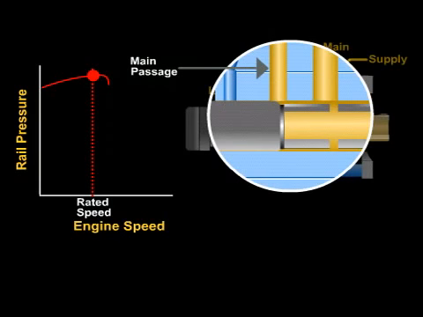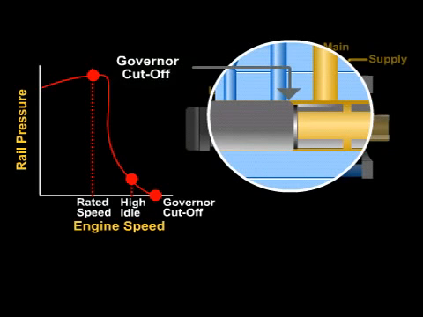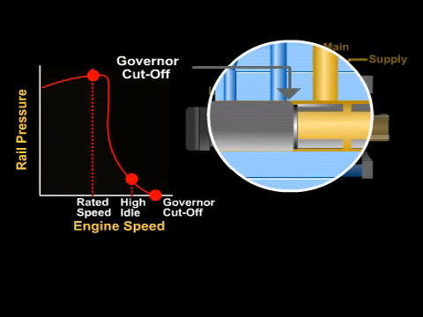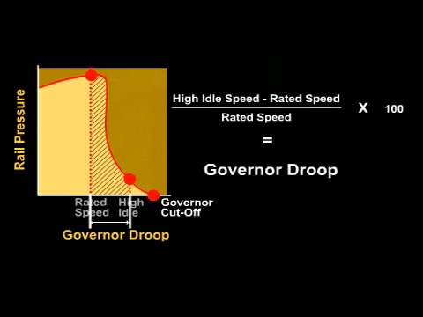Two other terms often involved in a discussion of maximum engine speed include high idle and governor cut-off. The maximum no-load engine speed is known as high idle. Anytime engine speed exceeds high idle, the main fuel passage is closed by the governor plunger. Governor cut-off occurs at the point at which the main passage is completely closed. The difference in engine speed between rated speed and high idle speed is known as governor droop. It is usually expressed as a percentage of rated speed.